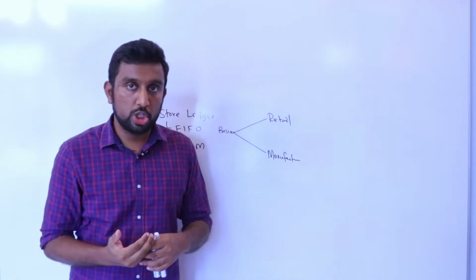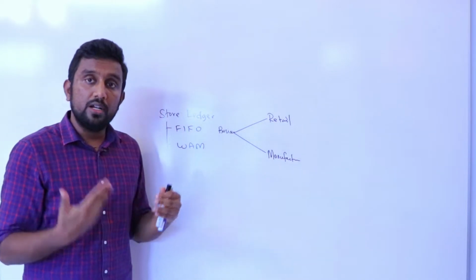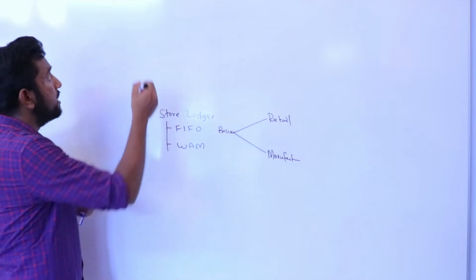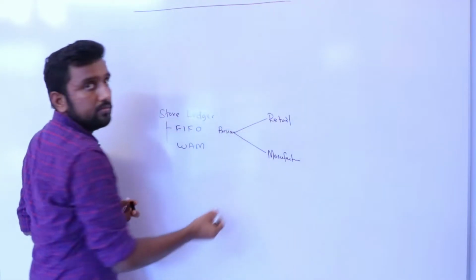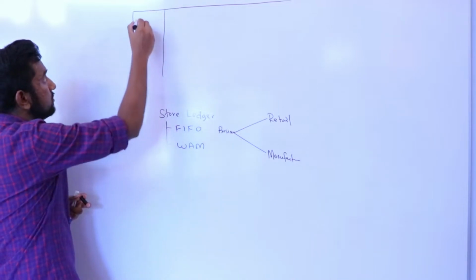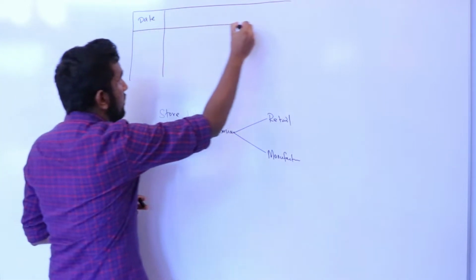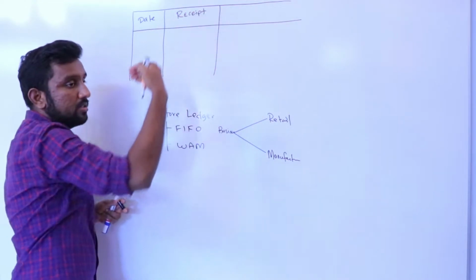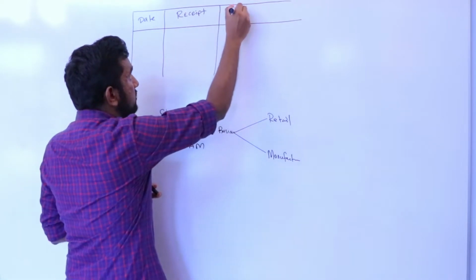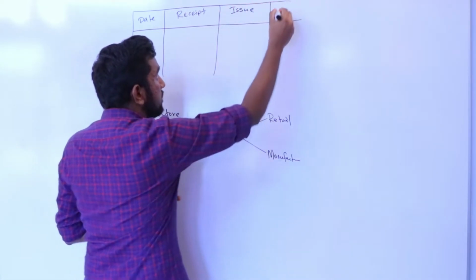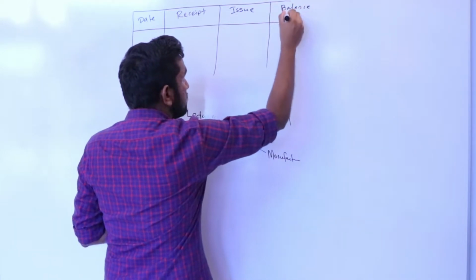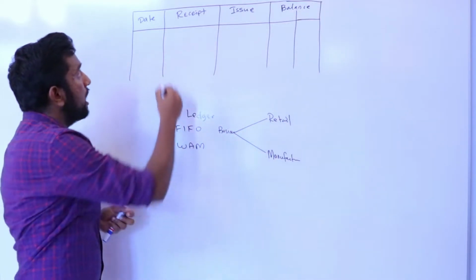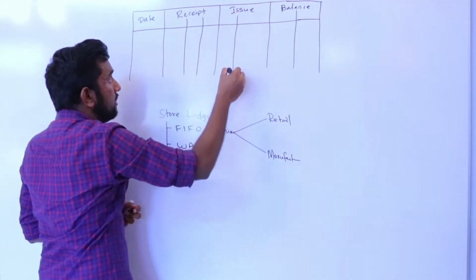So when you are doing a question, when you are preparing a store ledger, you should understand which business you are preparing it for. Now I'm going to show the format of the store ledger. We have the date, then we divide into three: the first is receipt, which is what you received, and then issue, then you have the balance. Balance we can divide into two, and the others will be divided into three.